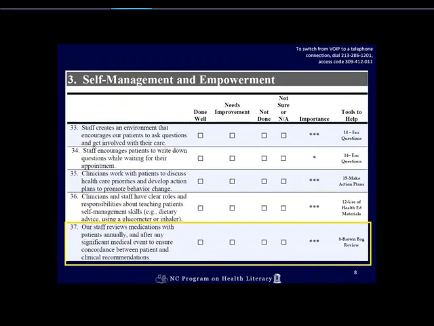I'm going to walk you through an example of how this might work. Here you have, if I move down to item 37, the item is our staff reviews medications with patients annually and after any significant medical event to ensure concordance between patient and clinical recommendations. And as you can see on this slide, the other component is we link you right to the tool that can help, which in this case is a brown bag review of medications.